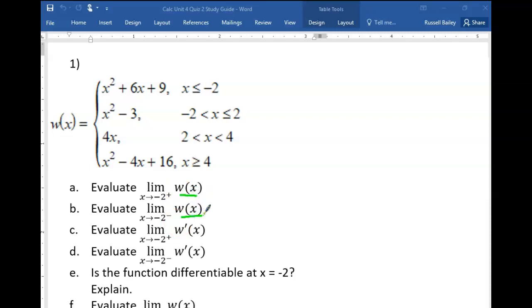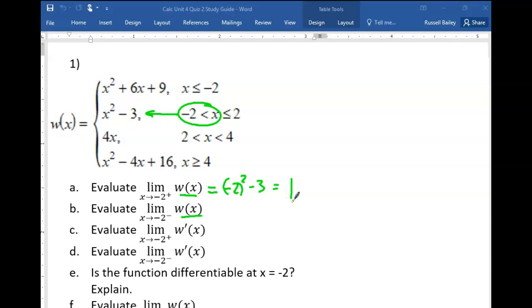So if I want to find the limit of w of x as x approaches -2 from the right, first of all, if I'm approaching -2 from the right, then I'm approaching -2 from x values that are greater than -2, and therefore I'm using this piece. So we're going to be plugging in -2 into this piece here. And that gives me 1.